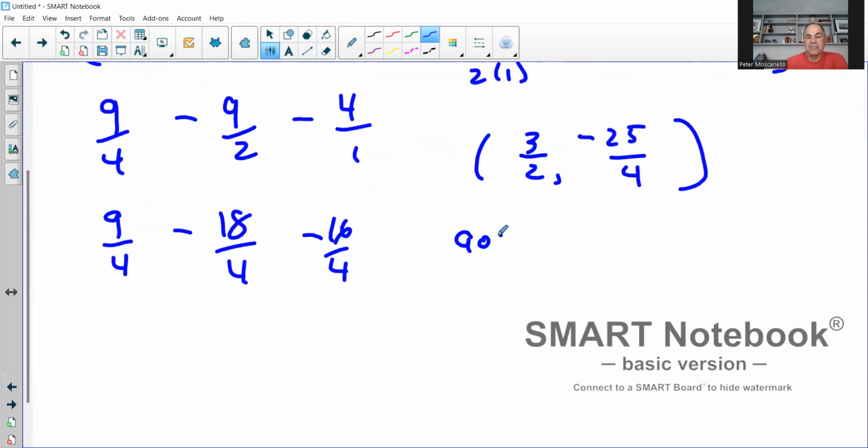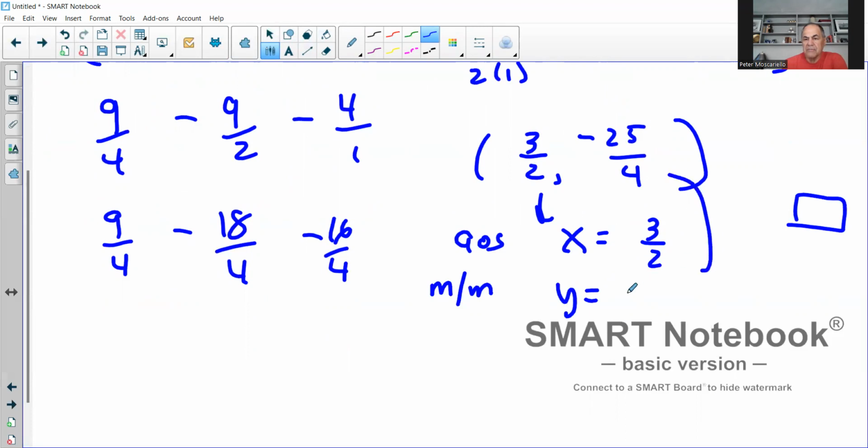Axis of symmetry. It's right there. That's your x. x equals 3 over 2. Make sure you write x equals. Put it in your little note card. Axis of symmetry, x equals. Max/min is always a y equals. And there it is, negative 25 over 4. So remember, this is x, y. This gives you axis of symmetry. This gives you max/min, always, always.